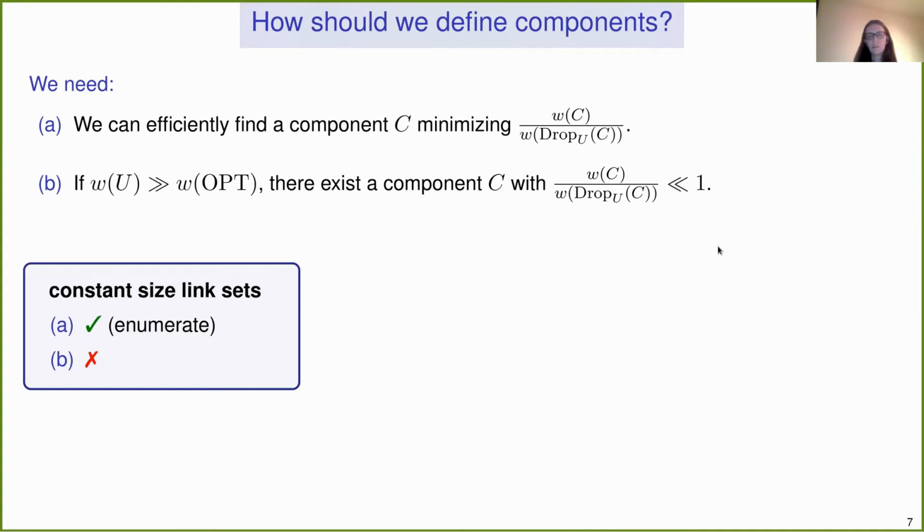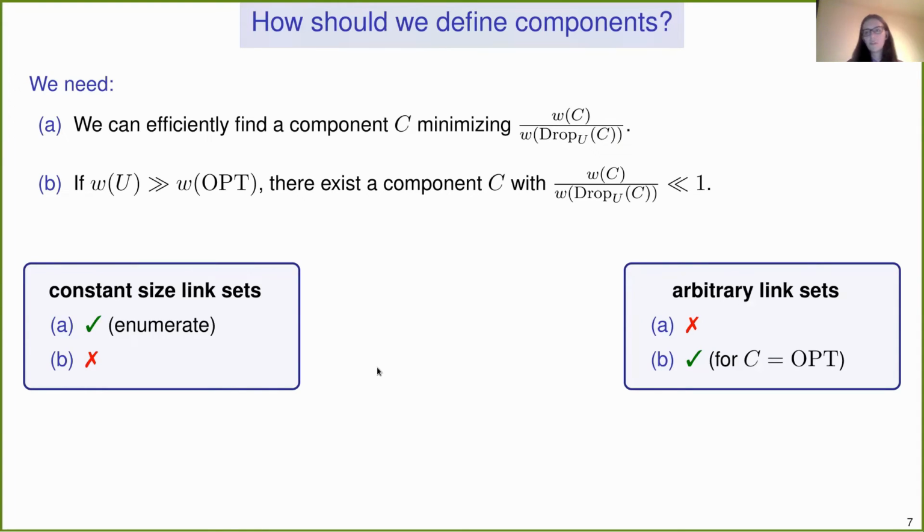Okay, now how do we choose the components in the end? One very natural choice for this class of components would be to allow all constant size link sets. That's what Cohen and Nutov did in their algorithm for constant diameter trees. The nice thing about this is that property A is trivial. We can just find the best component by enumerating over all of them. Unfortunately, for general weighted tree augmentation, property B does not hold. There is an example that shows that if you just allow constant size link sets as components, the relative greedy algorithm does not have an approximation ratio better than 2. We give an example for this in our paper.